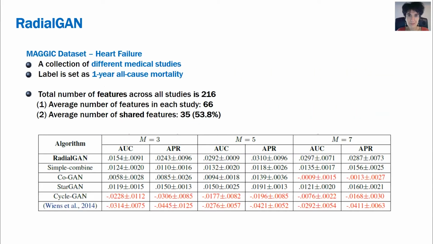And what you can see here is the original evaluation of RadialGAN, where we have used a MAGGIC data set that contains data across a variety of countries and a variety of studies, 216 studies. And what you see is that the RadialGAN framework is capable of generating synthetic data that can deal with this type of distributional mismatch and feature mismatch much more effectively than other GAN frameworks such as StarGAN or CycleGAN. Also, this is better than just using simple transfer learning.